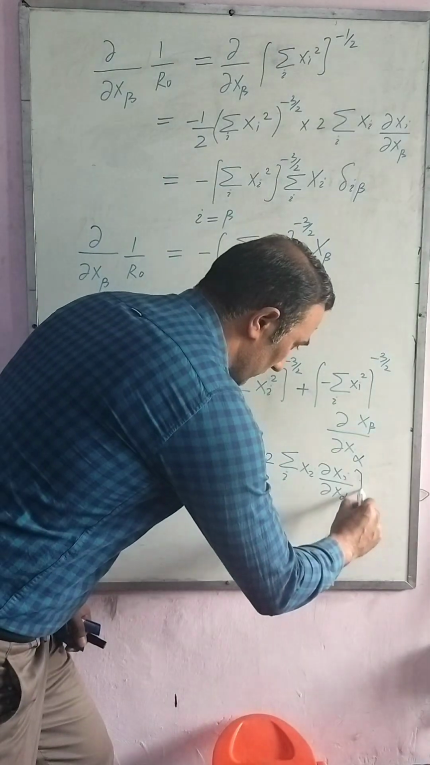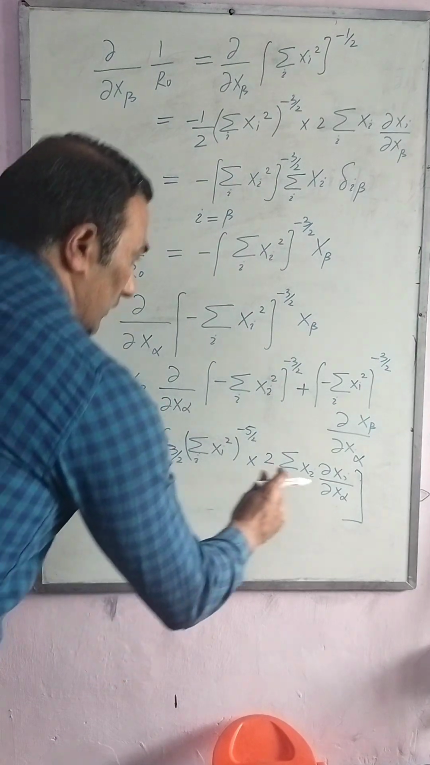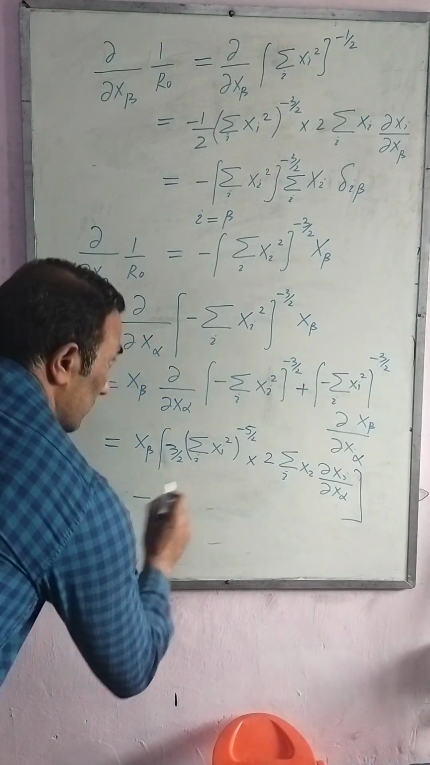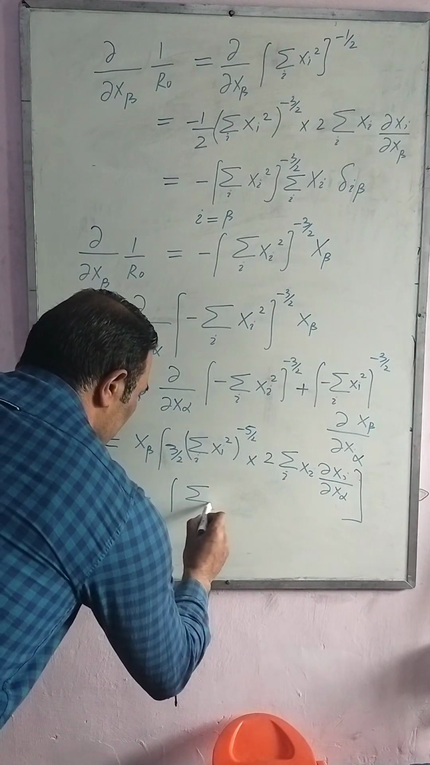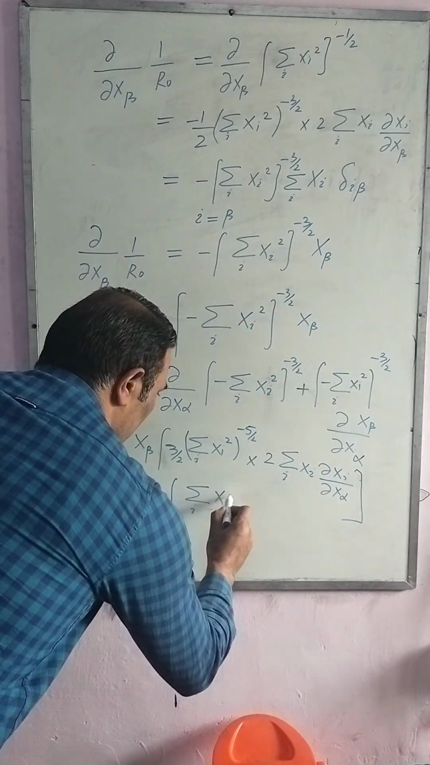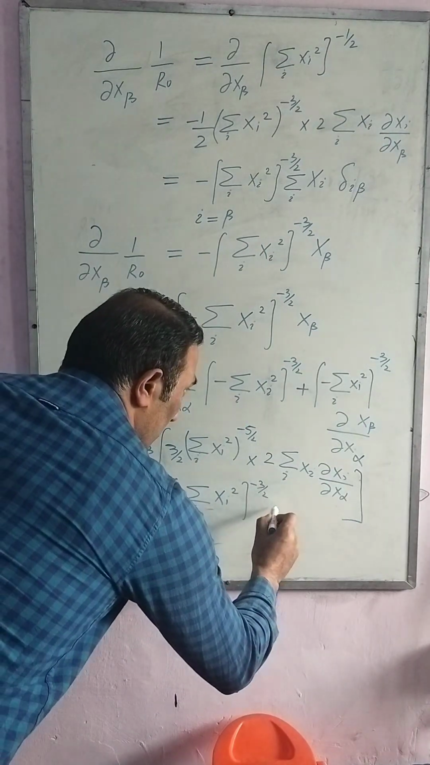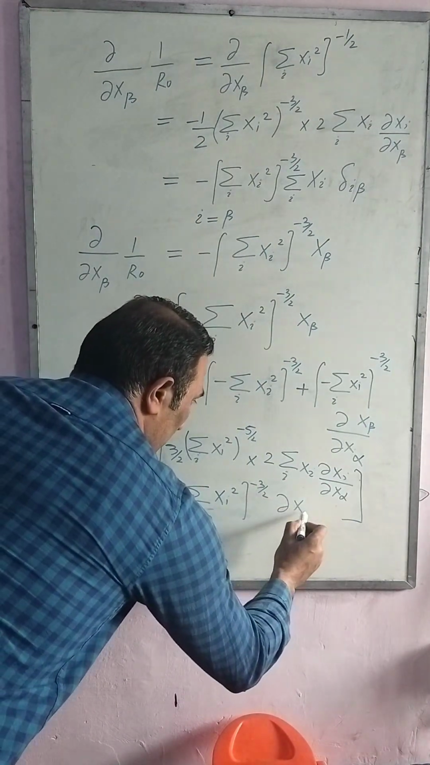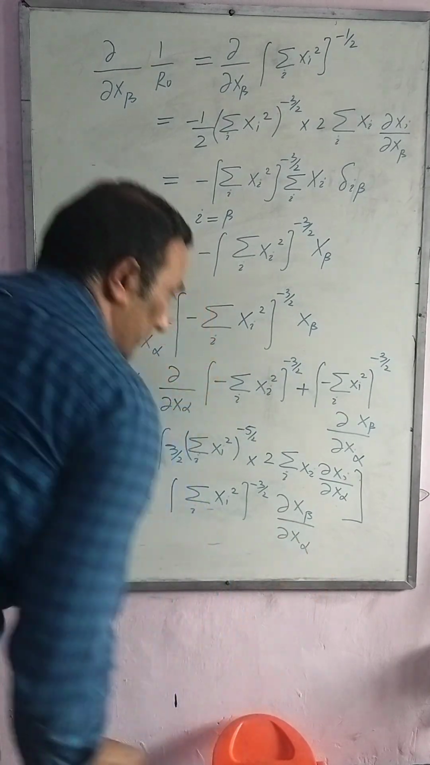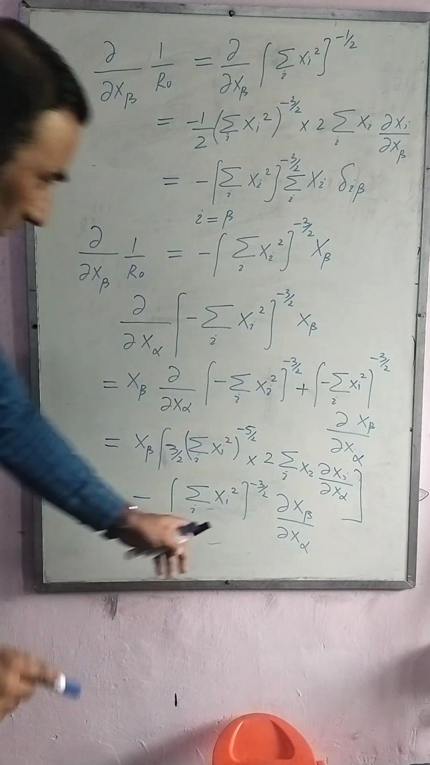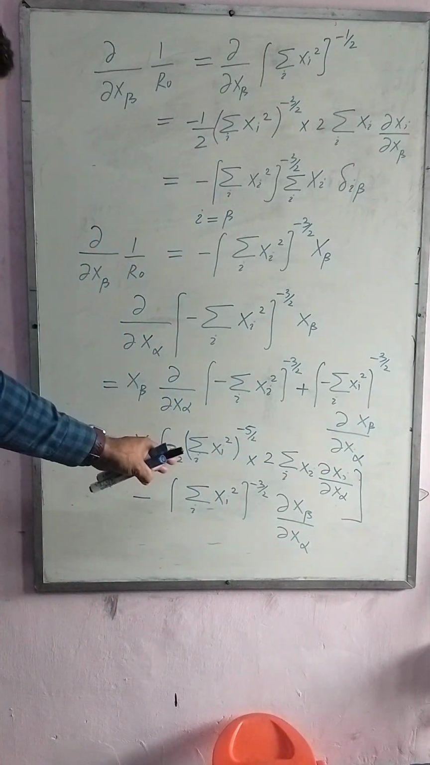So this is our first term, right? And second term is that minus, so this is that summation over i, right? So this is as it is because partial x beta by partial x. So let's rewrite this term.